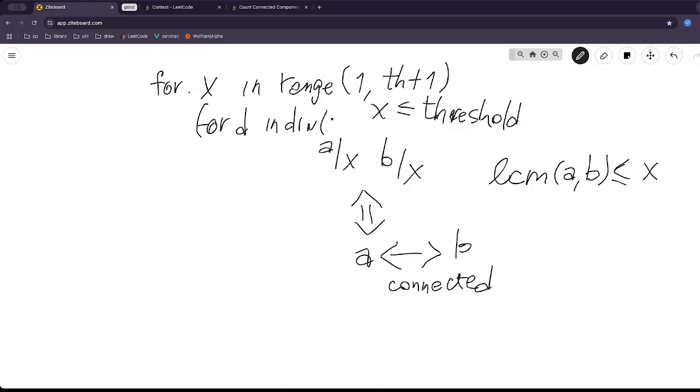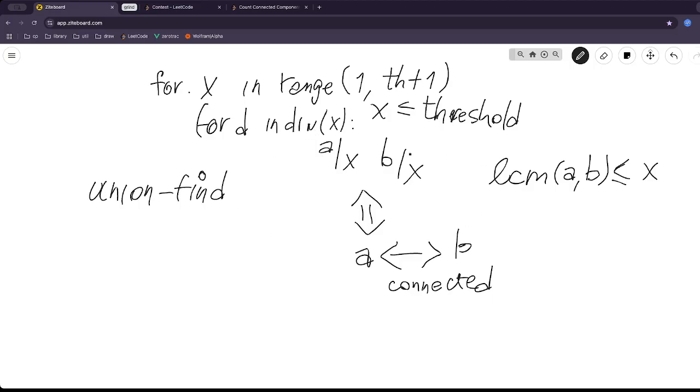So now if we consider all the x's, right, and then we can go over all the divisors of x, of each x, then we know all those numbers are connected, right? So then we can use the union find data structure to connect them.